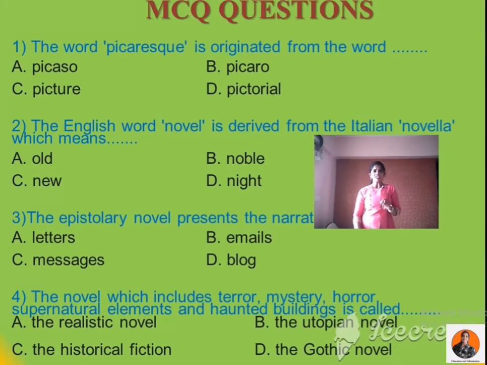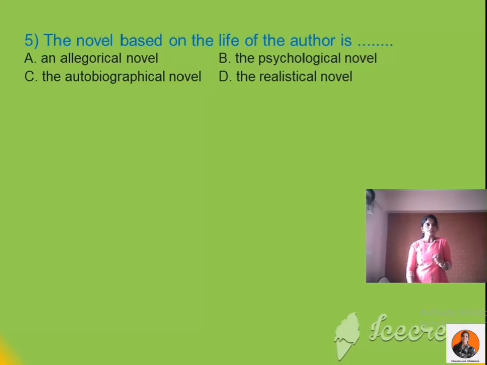the novel which indicates terror, mystery, horror, supernatural elements and haunted buildings is called which type of novel? Is it the realistic, the historical, the utopian, or the Gothic novel? This answer I am going to tell you. This type of novel is called Gothic novel, which is based on mystery and supernatural characters. Fifth one: the novel based on the life of the author is which type of novel? Just go back through the video, go to the textbook and tell me, or you can comment these answers in the comment box.